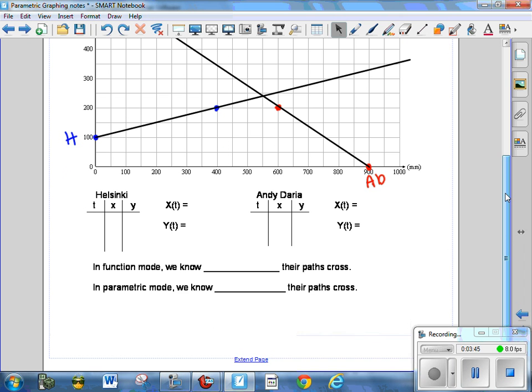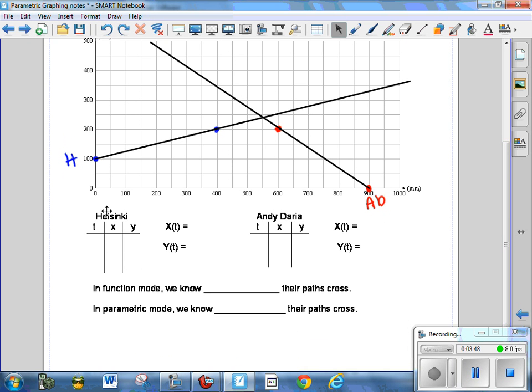So the first thing we're going to do is write parametric equations for each to represent the paths of these two ships. For the Helsinki, we start with its initial position: 0 in the x direction and 100 in the y position, and then it continues to move 4 millimeters to the east and 1 north every minute. The Andy Doria's initial position is at 900, 0. It's moving 3 millimeters to the west and 2 millimeters to the north every minute. So if we let t represent the number of minutes, we can write equations to represent these. So the Helsinki, we'll just start out with t is 0.